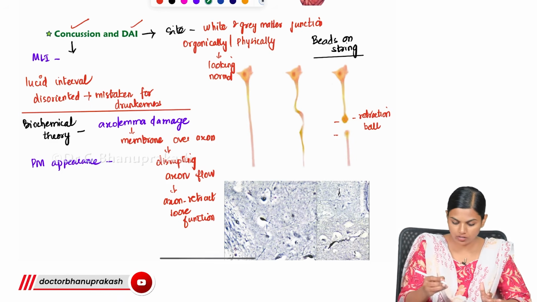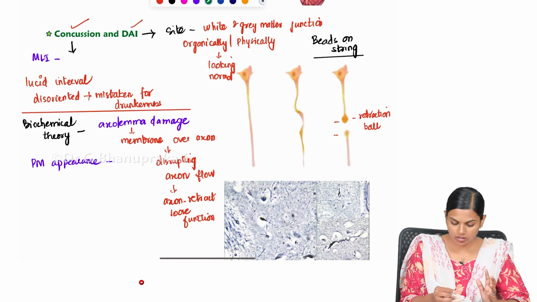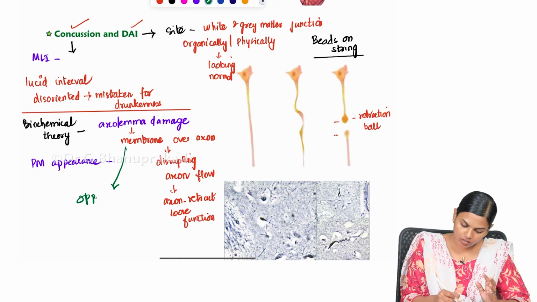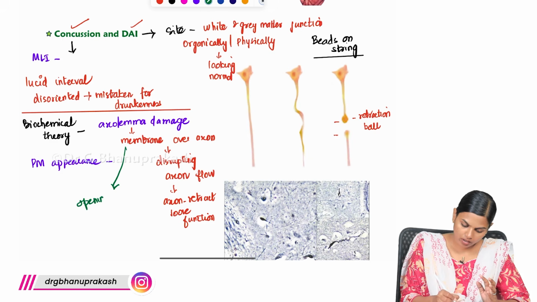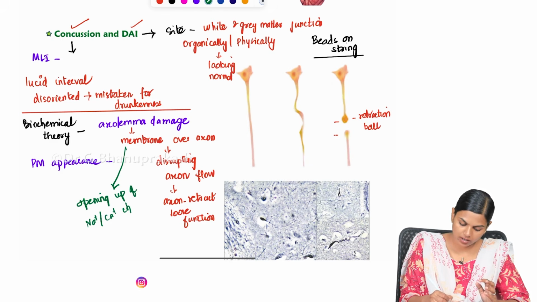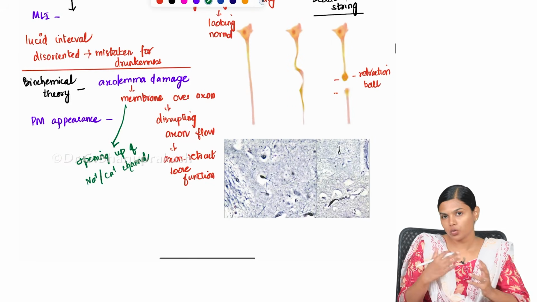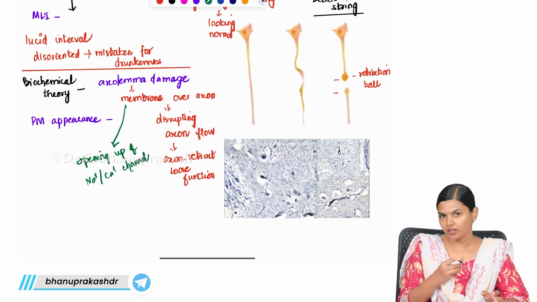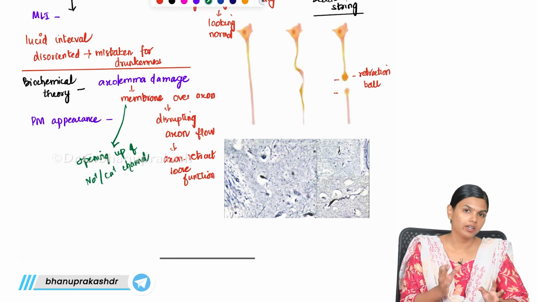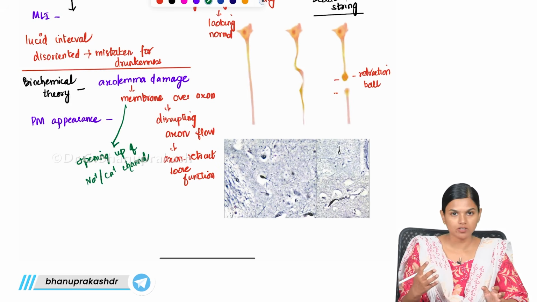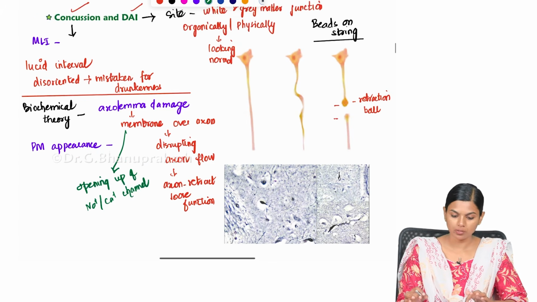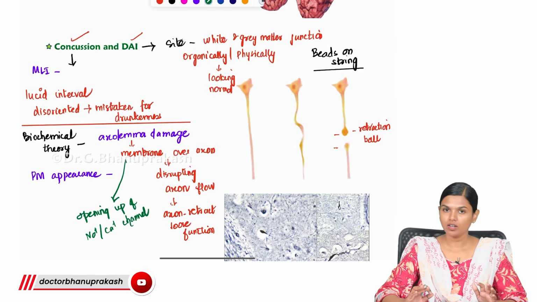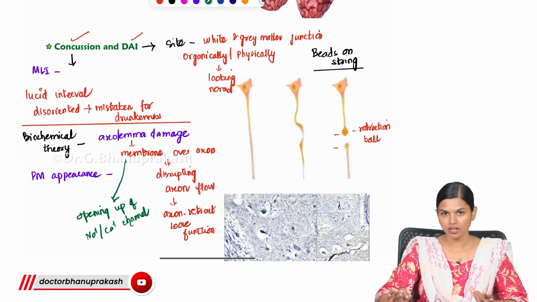So what exactly happens here is that when this axolemma gets damaged, there will be opening up of sodium and potassium channels. So there will be an influx of sodium and potassium ions inside the axon, which will disrupt the cellular integrity. Because of that, the cell will undergo lysis and the axon will completely disrupt. So this is the diffuse axonal injury and how it happens. It is very, very dangerous, and this is the extreme degree of traumatic brain injury.